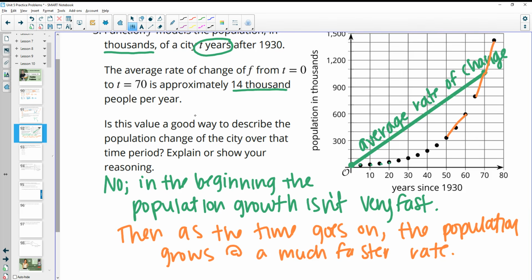But the idea here is that the average rate of change doesn't hit much of these data points, and the population isn't changing consistently. So it's not constantly going up by 200 people a year. It gets more and more as the years go on.